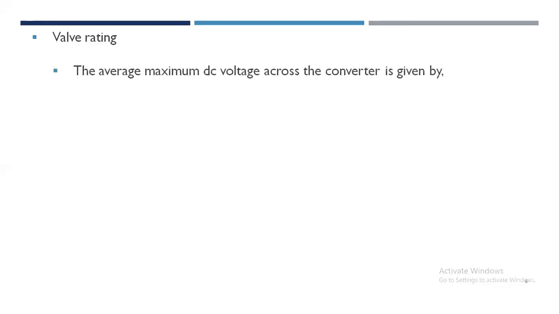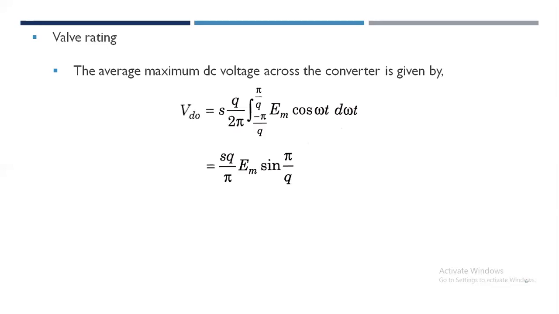The average maximum DC voltage across the converter is given by VDO equal to S into Q upon 2 pi, integration from minus pi by Q to plus pi by Q of Em cos omega t d omega t. By taking the integration, we get VDO equal to SQ upon pi, Em sine of pi by Q.